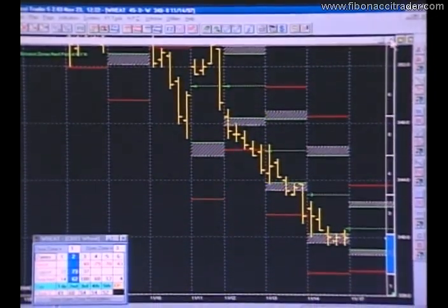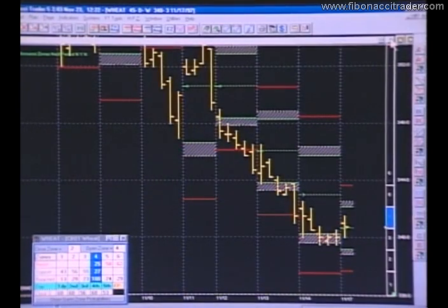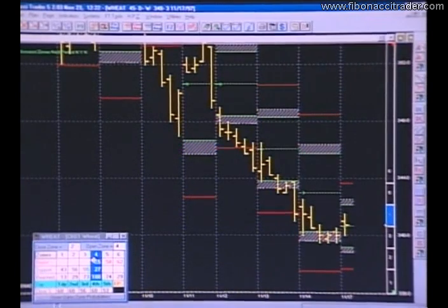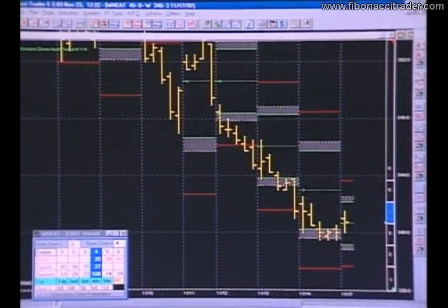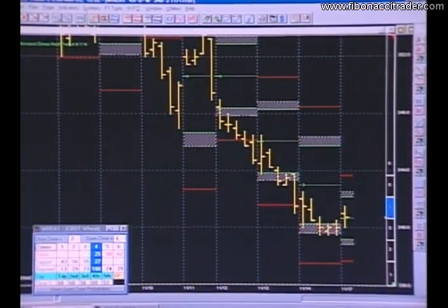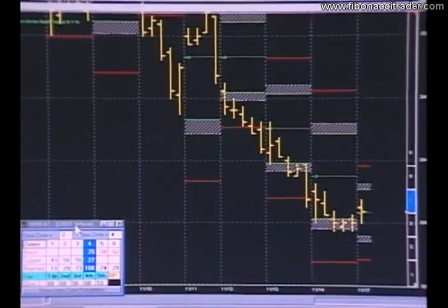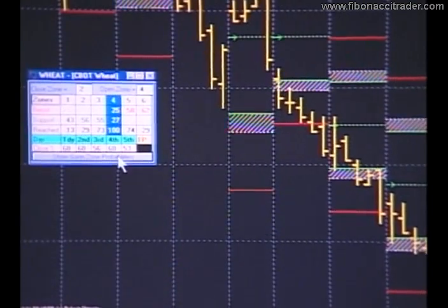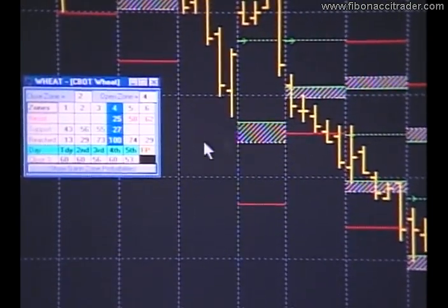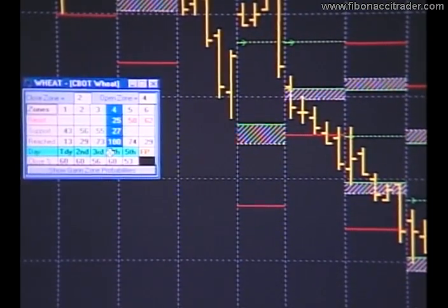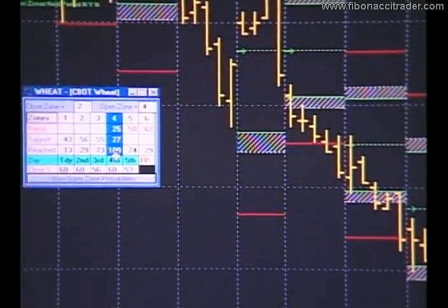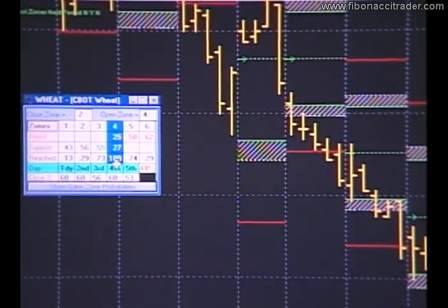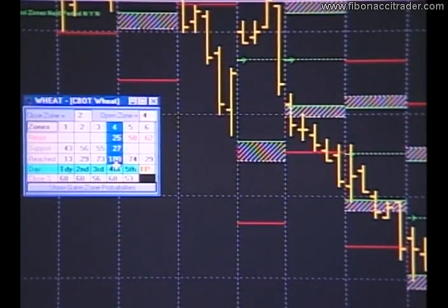The next day, we have the open, and we opened in zone number 4. So we closed in zone 2, opened in zone 4. So the combination is a 2-4 pattern. And what do you see with the 2-4 pattern? Number one, of course, if it opens in zone 4 by implication, zone 4 is reached 100% of the time.